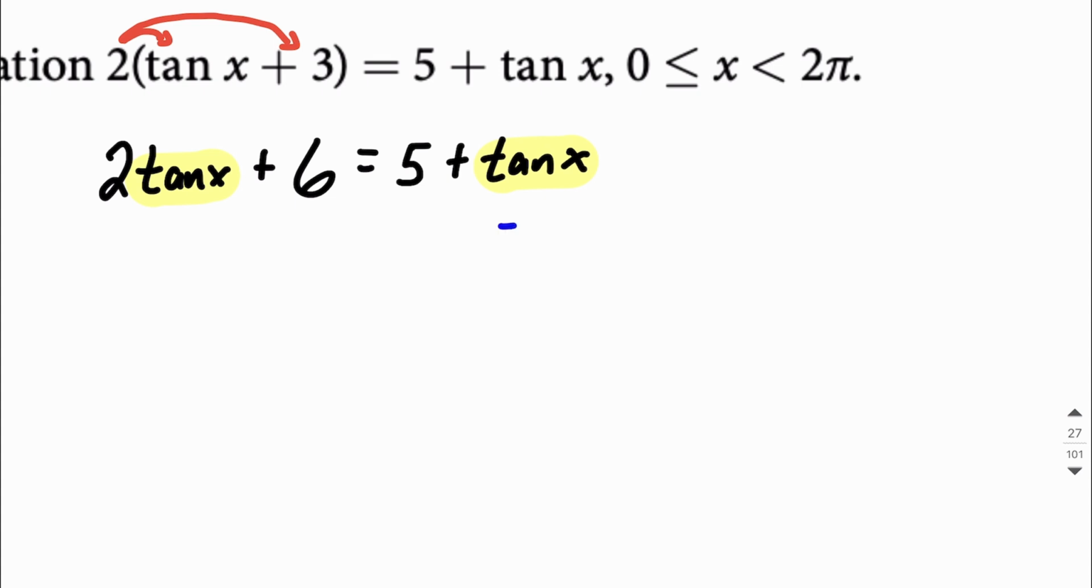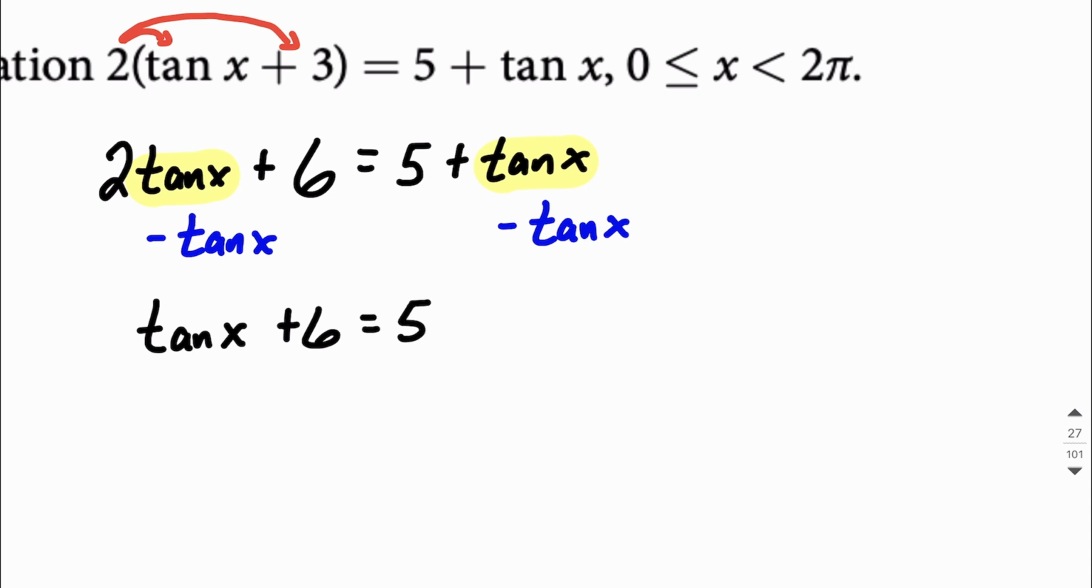So let's subtract tangent of x from both sides, and that'll move them all to the left-hand side. We started with 2 tangent of x's. We subtracted 1 away, so we're still left with 1 tangent of x. Let's bring down our plus 6. Bring down that 5, and then on the right-hand side, we had tangent of x, but we subtracted tangent of x away, so that leaves us with 0 tangent of x's.